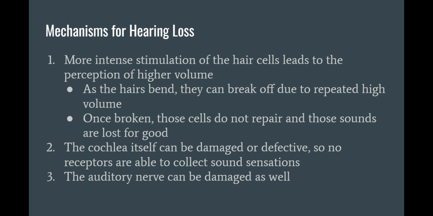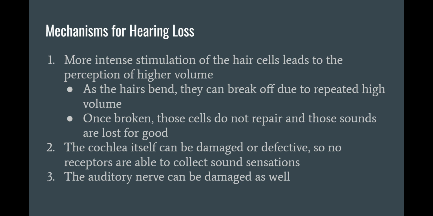So we always talk about if things are working the way they're supposed to and what happens when they're not. So there are a few different ways that humans can suffer hearing loss. The most common way is just through overuse. So as the hair cells in the cochlea are bending back and forth, very, very high volume stimulation will cause those hair cells to bend back and forth really quickly. And if they overbend, they can actually snap off.